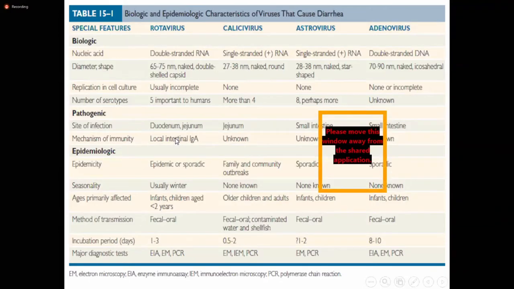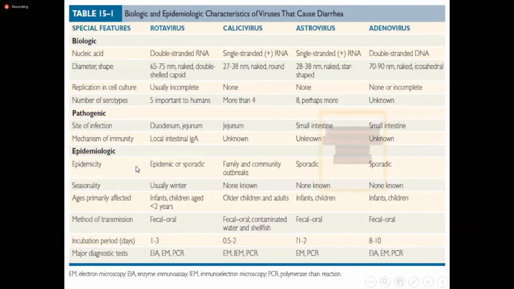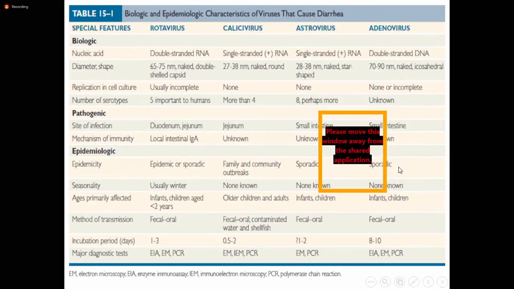Regarding the mechanism of immunity, here rotaviruses by secretory local IgA, while the others not known. Endemicity or epidemicity: epidemic and sporadic rotavirus. It comes in epidemic. Caliciviruses, family or community. The others are sporadic cases. يعني هنا وهناك. Seasonality: rotaviruses, winter. The rest, none known.